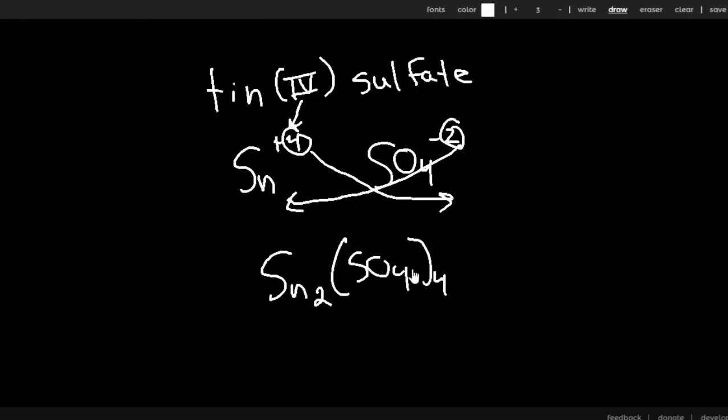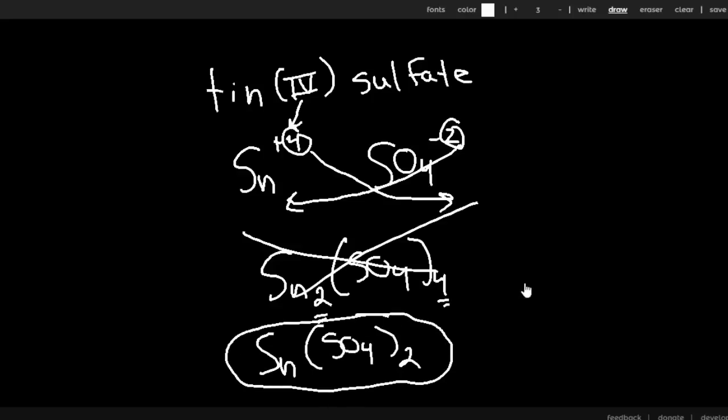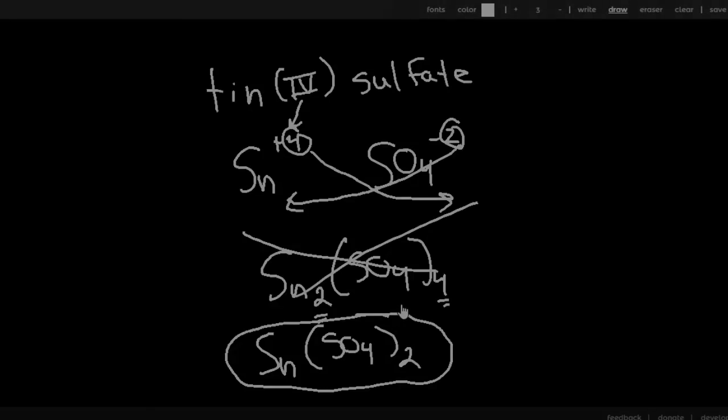Now that looks like it, but it isn't. And it isn't because 2 to 4 is not in lowest terms. It should be 1 to 2. So Sn1, (SO4)2, that's the correct formula for tin(IV) sulfate, lowest terms. If you don't believe me, deconstruct it, match up your charges, and see. You'll see that it works. Okay? So it takes practice, but you'll get it eventually.